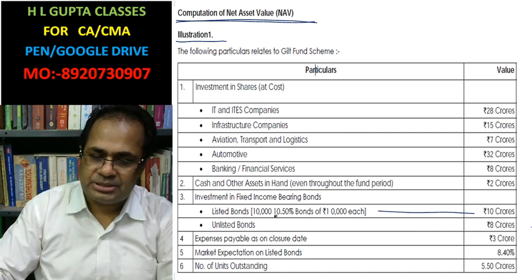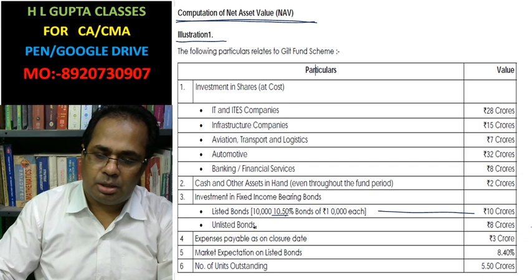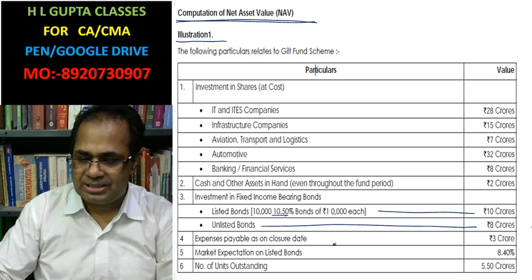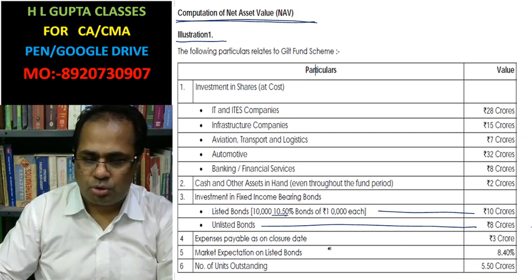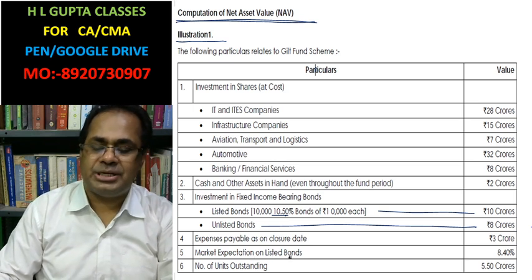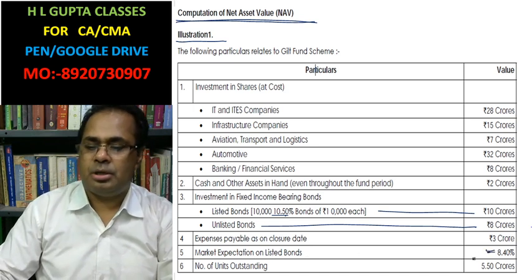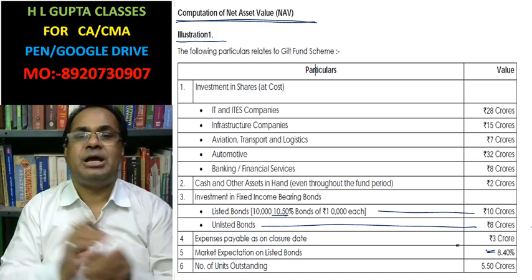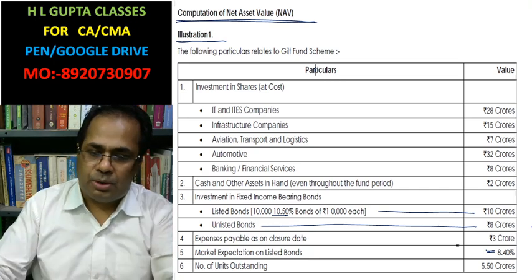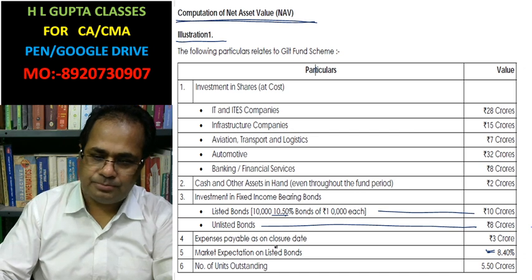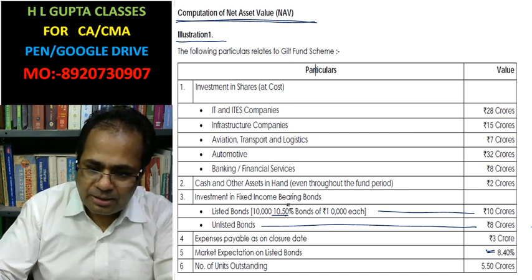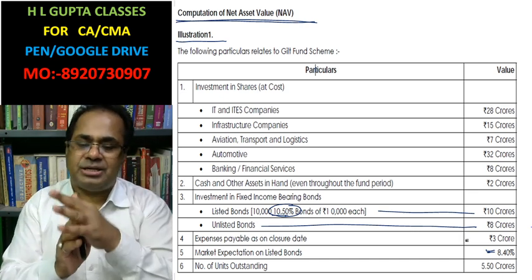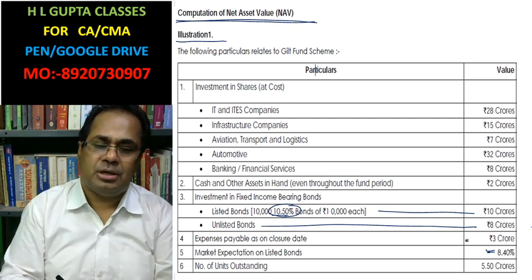And the interest on this is 10.50, and unlisted bond is 8 crore. Expenses payable on the closure date is 3 crore. Market expectation on listed bonds is 8.40. This is the required rate of return. In bond valuation, I have discussed what the interest rate and market expectation are. The concept of the market return and interest rate is given in bond valuations in my concept class.